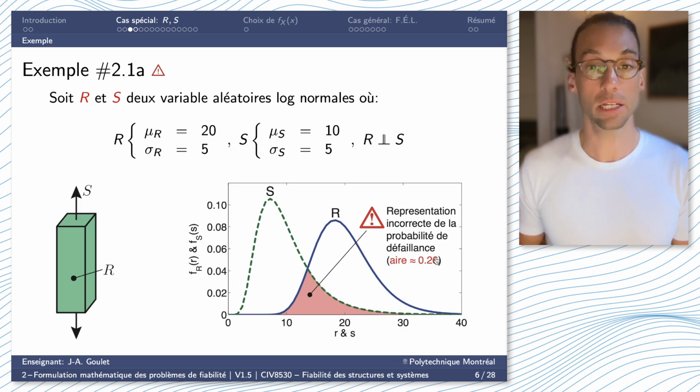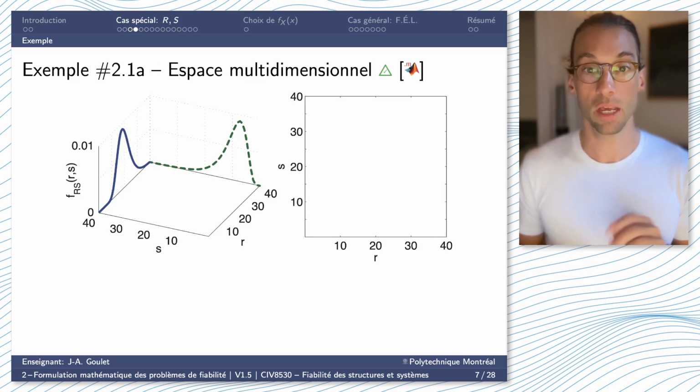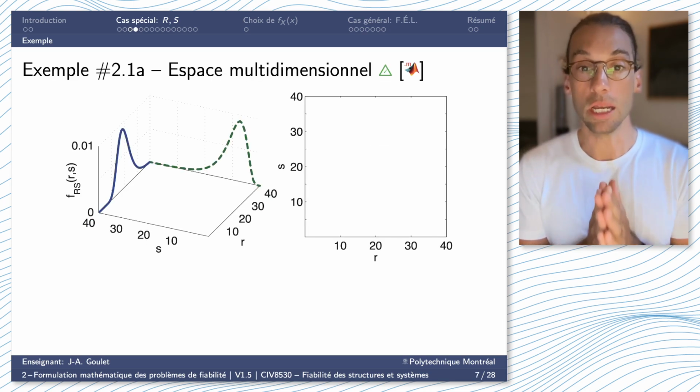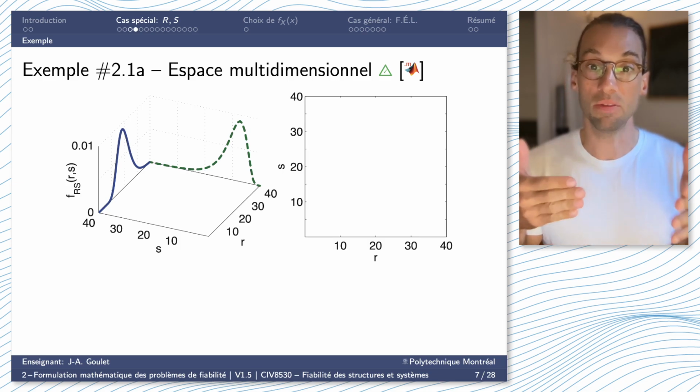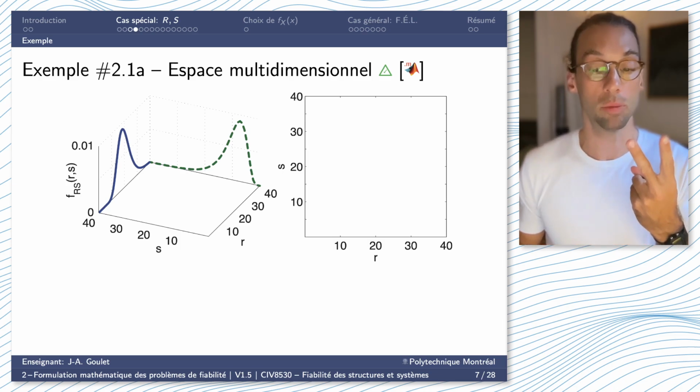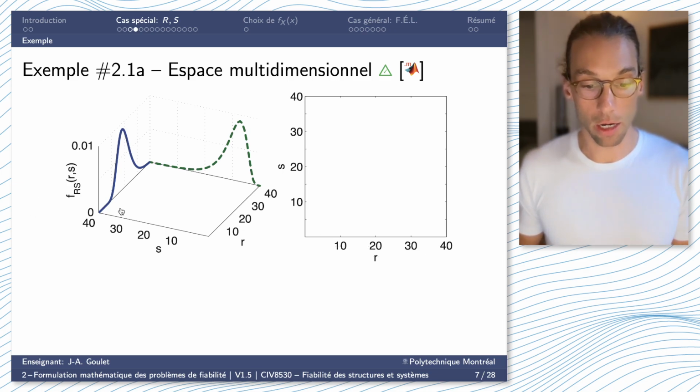And we're going to see next in the calculation that the probability of failure in this scenario is not at all 0.26. If we want to do this correctly, we need to represent this in a bivariate domain because we have two random variables. So a first axis R is the resistance in blue. So we have our marginal PDF here. The second axis S represents in green here this marginal PDF.